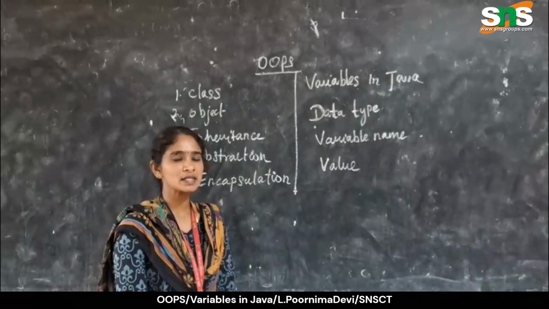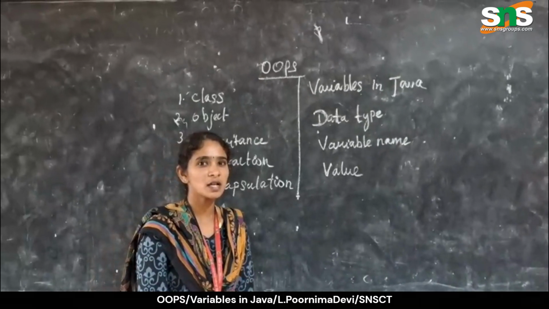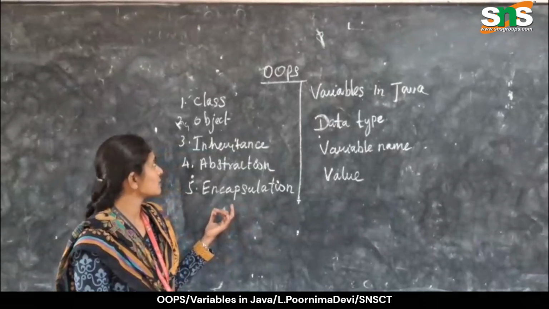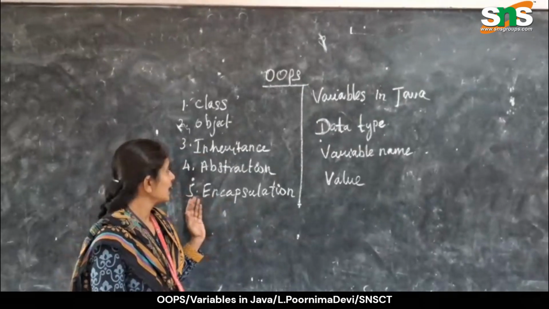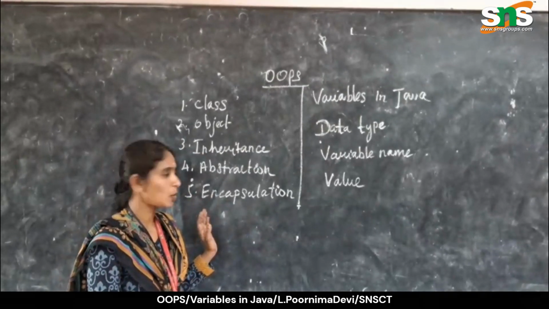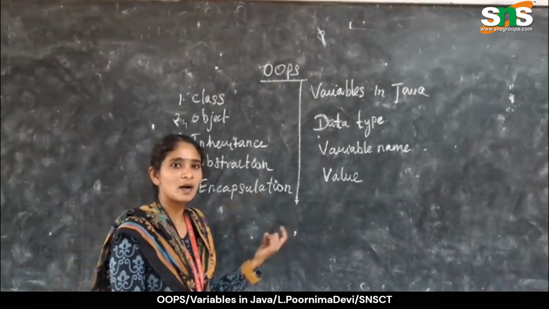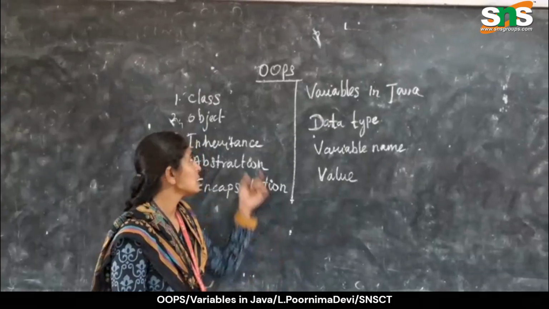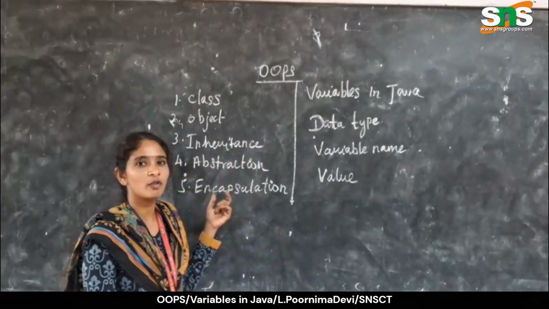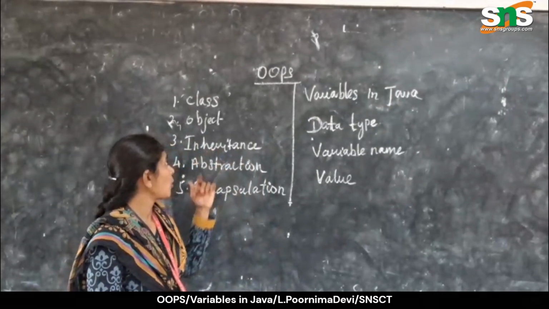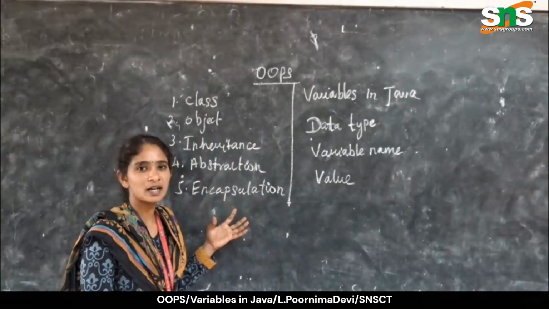So I have to discuss the OOPS concepts. These are all the OOPS concepts: class, object, inheritance, abstraction, polymorphism, encapsulation. We already discussed these in the last classes. A class is a blueprint for creating an object, and an object is an instance of a class.